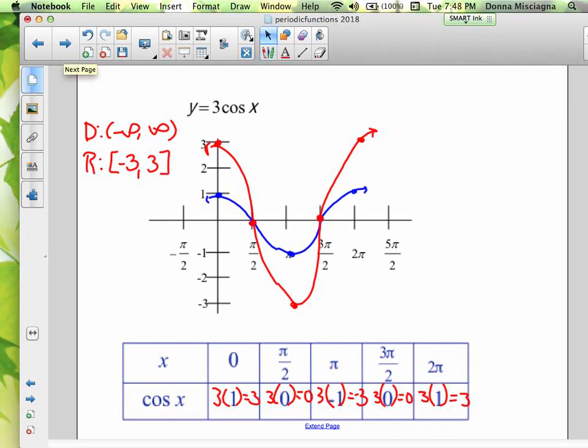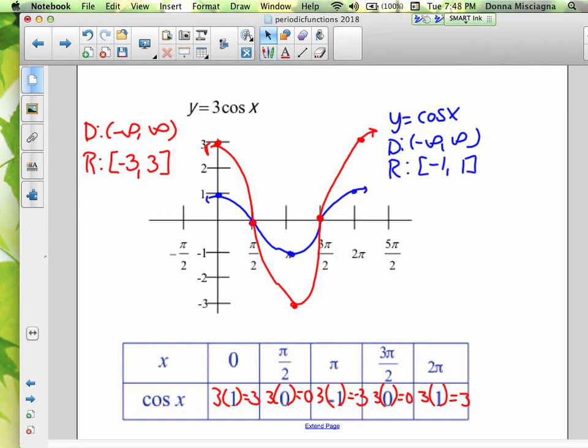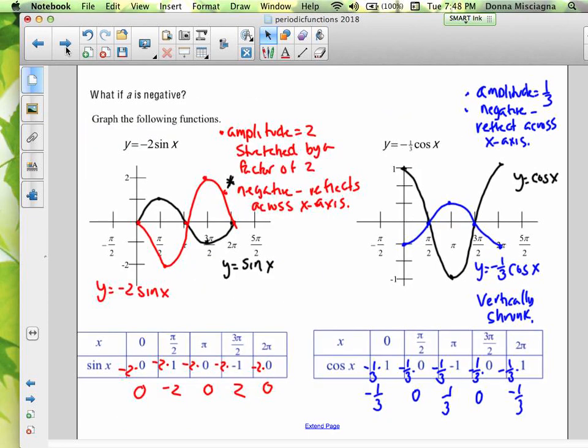The blue graph was y equals cosine x. Its domain was -infinity to infinity, just like y equals 3 cosine x, but its range is only -1 to 1. So the amplitude change is going to change your range. Nothing, by the way, changes the domain, as is always true with our graphs that have domains of all real numbers.